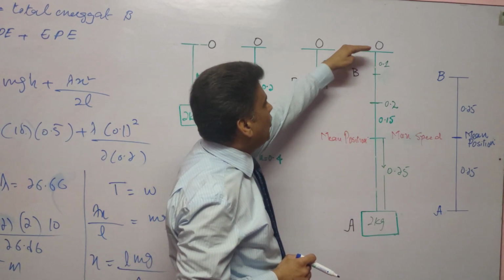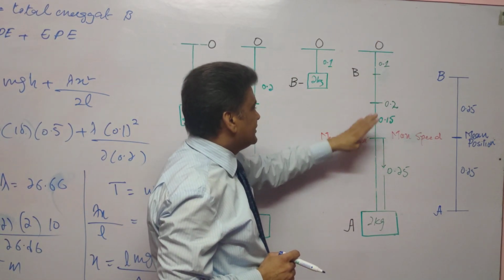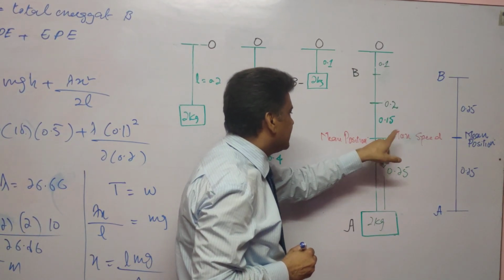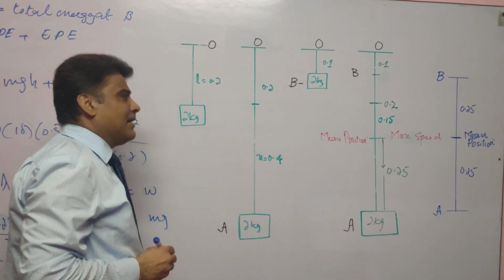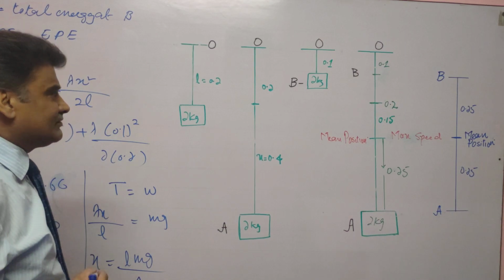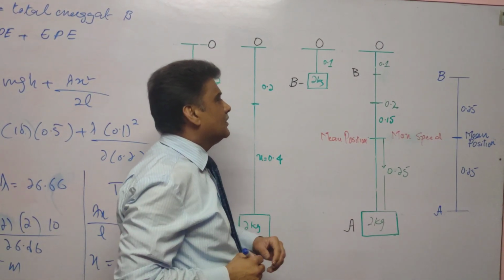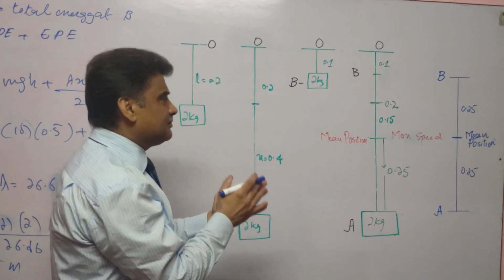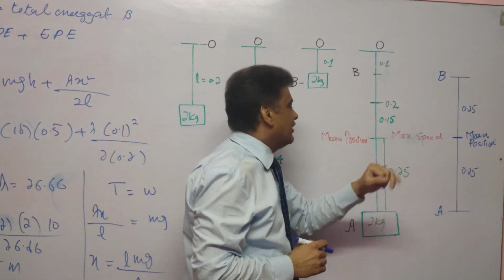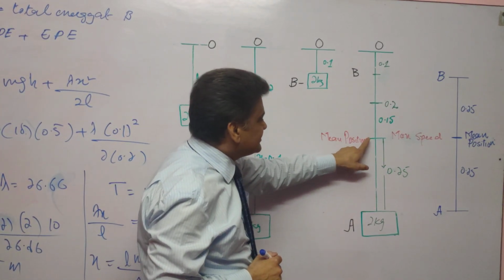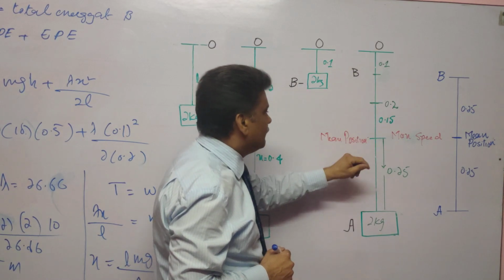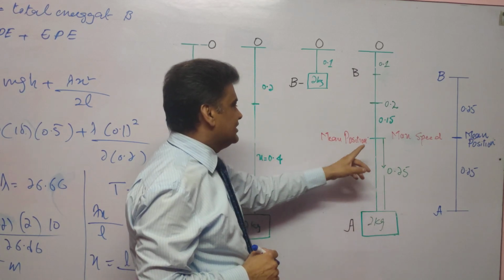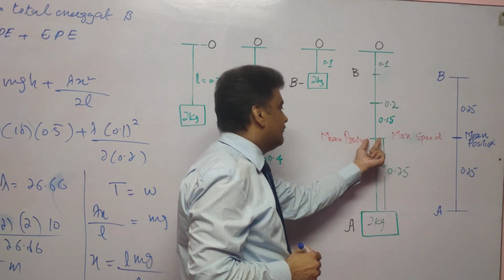I mean to say at the distance 0.35 below O, the velocity of the particle will be maximum. Why can we say that the velocity of the particle at this place becomes maximum? The actual length of the string is 0.2 and the extension is 0.15. At this position, the velocity of the particle will be maximum.